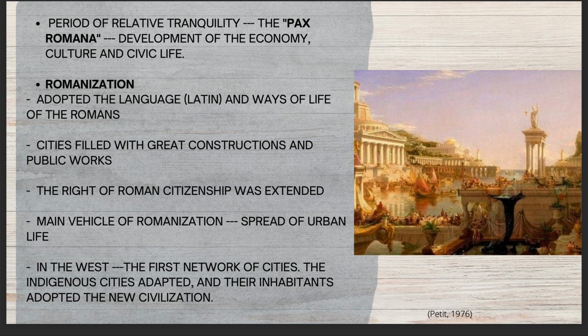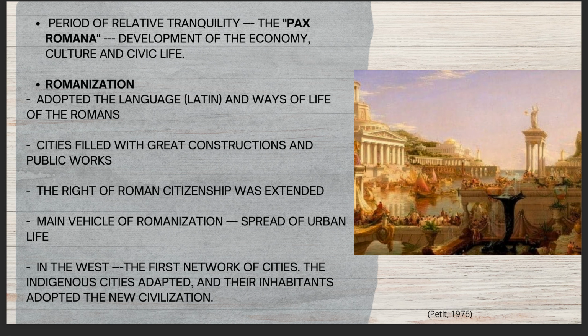Also, there was Romanization, where the villages around the empire adopted the language, which was Latin, and the ways of life of the Romans. The cities filled with great construction and public works, and the right of Roman citizenship was extended. The main vehicle of Romanization was the spread of urban life. And in the West, the first network of cities was created, and the indigenous cities adapted and their inhabitants adopted the new civilization.